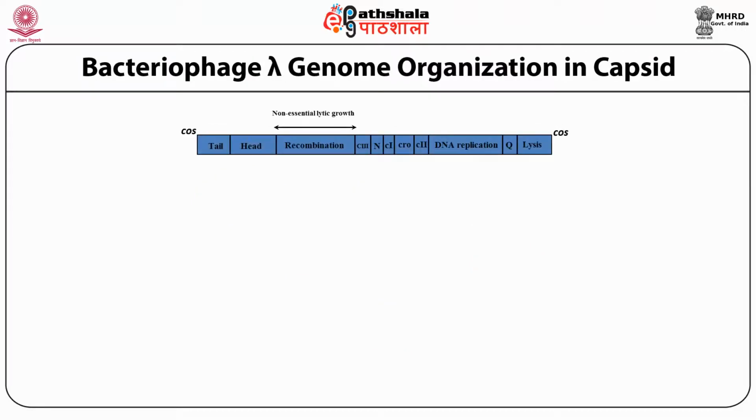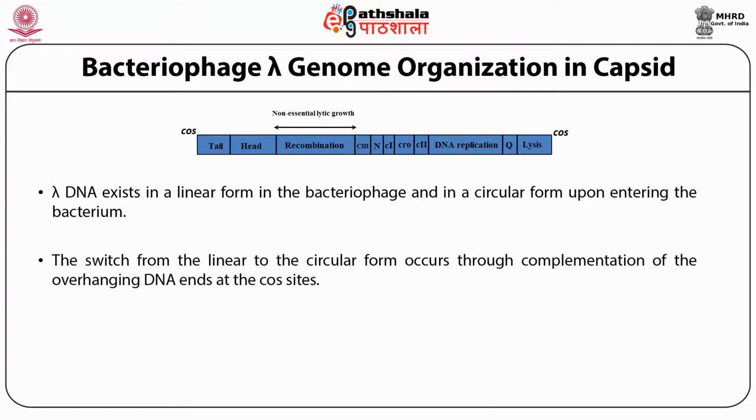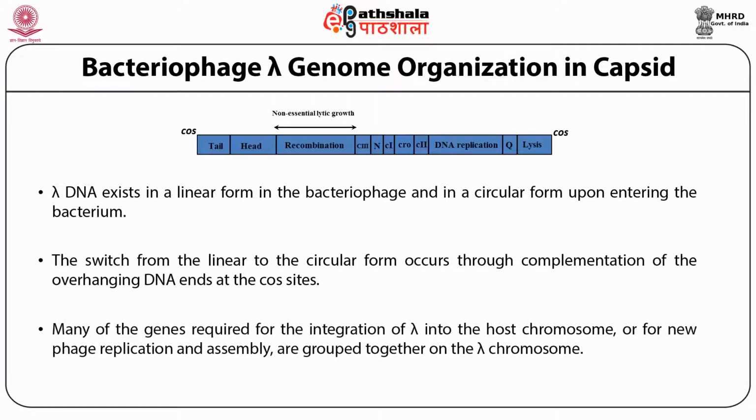Bacteriophage lambda genome organization in the capsid. In the capsid, bacteriophage lambda remains in a linear form of double-stranded DNA. Lambda DNA exists in a linear form in the bacteriophage and a circular form upon entering the bacterium. The switch from linear to circular form occurs through complementation of the overhanging DNA ends at the cos site. Many of the genes required for the integration of lambda into the host chromosome, or for new phage replication and assembly, are grouped together on the lambda chromosome.